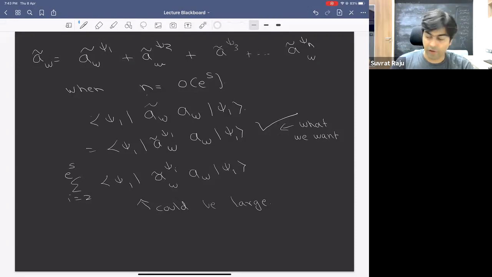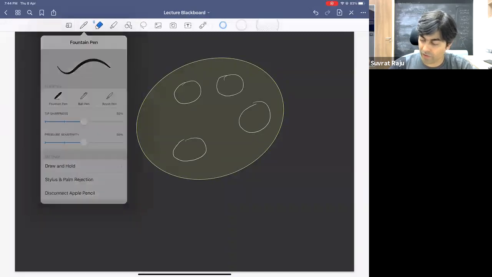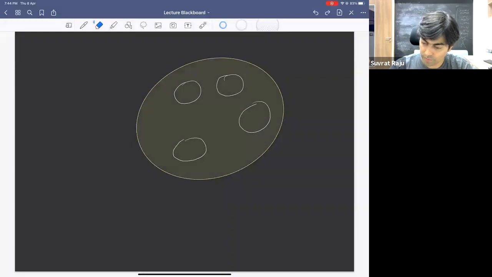So let me just draw a picture of how this works. The picture is as follows. Here is a big Hilbert space. This is H. And in this big Hilbert space, we can write down some smaller Hilbert spaces. Here are our little Hilbert spaces, which we'll call H psi1, H psi2, H psi3, and so on. Okay.